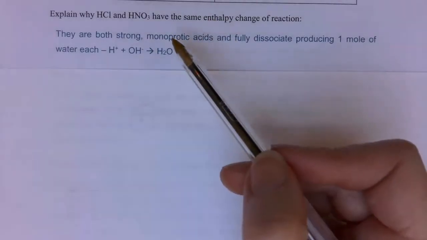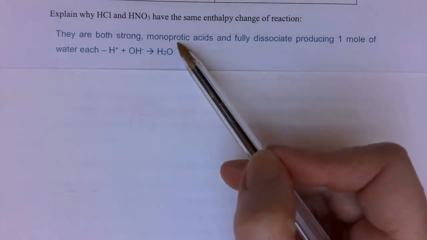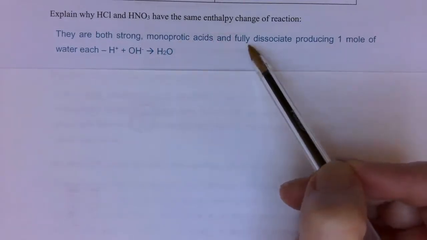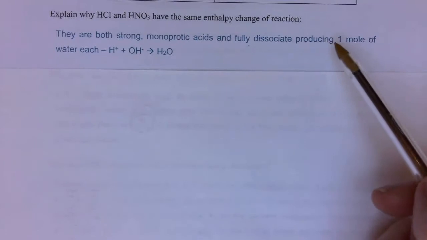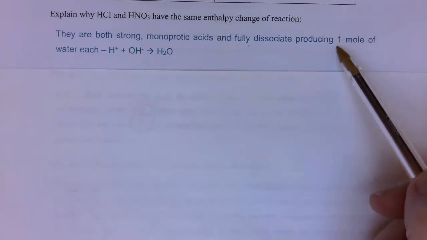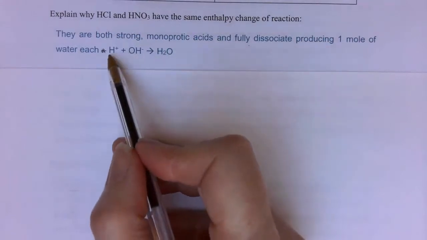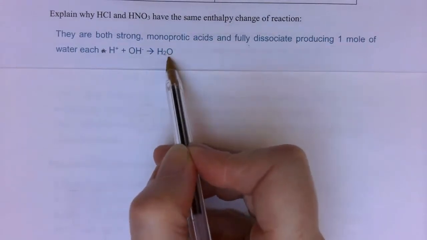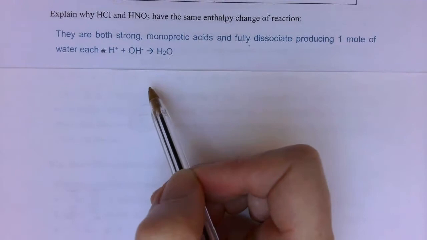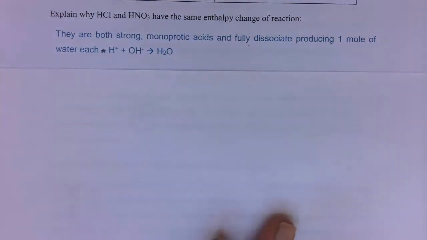So these are both strong monoprotic acids. In other words, they both dissociate 1 hydrogen ion, and they fully dissociate because they're strong acids, and they both react to produce 1 mole of water each via the same equation, hydrogen ions plus OH negative ions going to water. So that explains why they have the same enthalpy change of reaction.